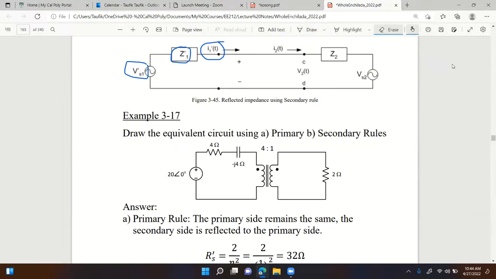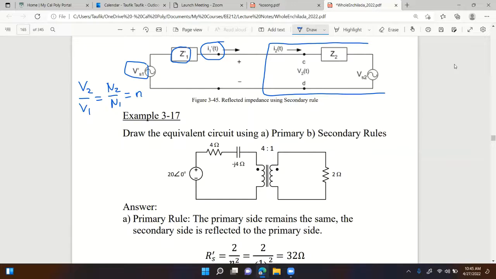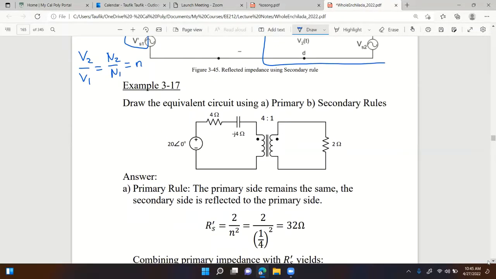Yes, go ahead. For the voltage source, you just apply the same equation for the secondary rule transformation, like the reflected equation? Don't do the n squared. Do the turns ratio equations. The n squared is only good for impedance, reflected impedance. All right. Any other questions?